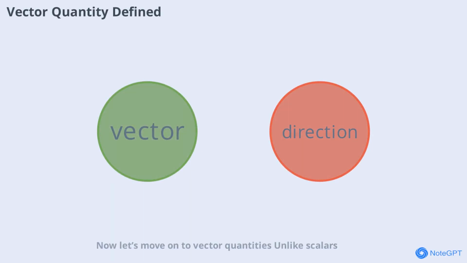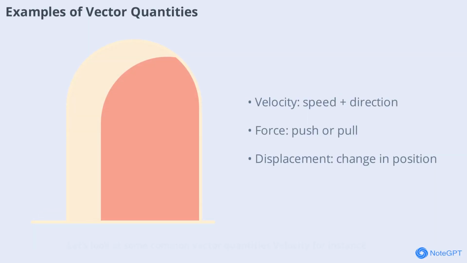Now let's move on to vector quantities. Unlike scalars, vectors require both a magnitude and a direction to be fully described. For example, if you say a car is moving at 60 kilometers per hour to the north, you're giving a vector quantity. The speed alone is a scalar, but once you add the direction, it becomes velocity, a vector. Vectors are crucial in physics because many phenomena like force and acceleration depend on both how much and in which direction. Let's look at some common vector quantities.